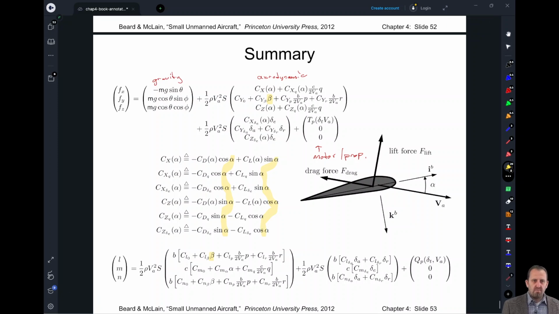So now that we've produced the wind, we can go through and calculate what alpha and beta are. And from that, we have everything we need in order to calculate the forces and moments acting upon our aircraft.